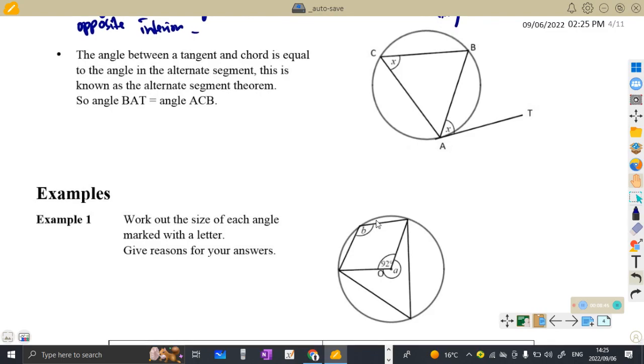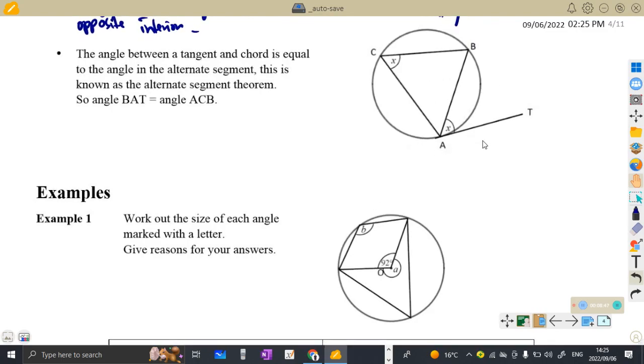Then the angle between a tangent and a chord is one of the most important parts that we have here. Actually, this is your tangent. I want to have clarity here. This is your tangent here, AT. And we are saying the angle between this tangent and the chord. Take note, the chord that we are referring to is chord AB. So this is the angle between a tangent and a chord.